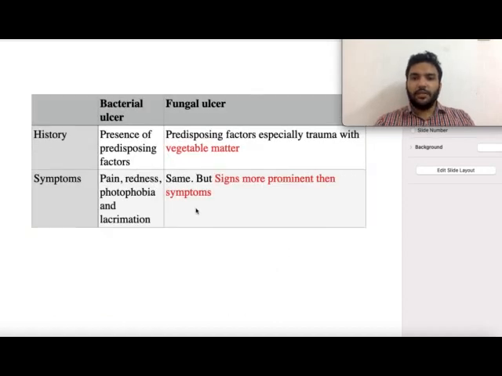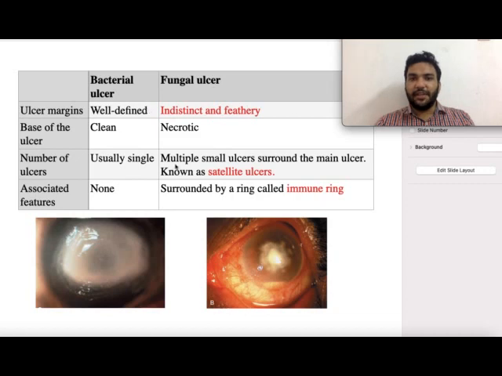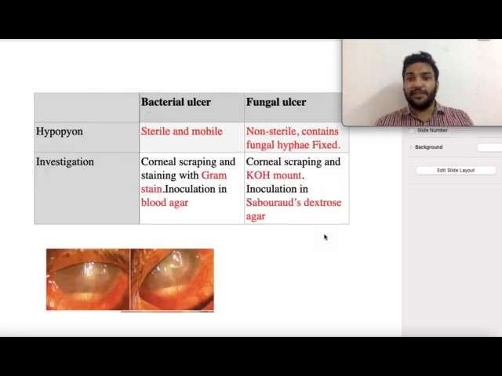As I already told, signs are more prominent than the symptoms. So basically the patient will be happy because there won't be many symptoms, and the doctors will be alarmed because there are more signs. All these signs will be there: feathery margins, satellite lesions, immune ring. And coming to the hypopyon, we'll talk about hypopyon in detail. It will be sterile and mobile in the case of bacterial ulcer, whereas non-sterile and fixed in the case of fungal ulcer.